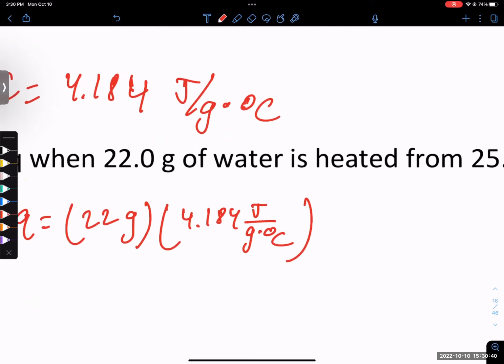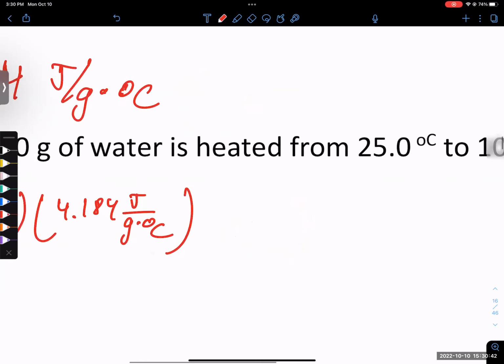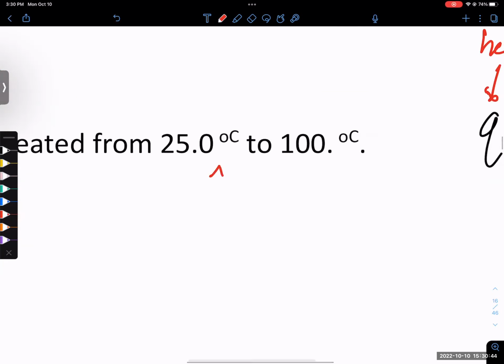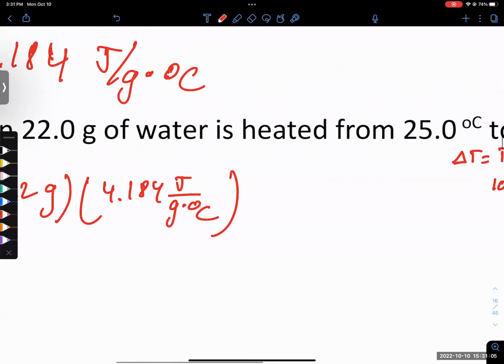And then your change in temperature, how do you calculate that? Your delta T: final minus initial, exactly. So if it goes from 100 to 25, what's your delta T? Is that going from 100 to 25, or 25 to 100? Here we go. Yeah, positive. So that's 75 degrees Celsius.